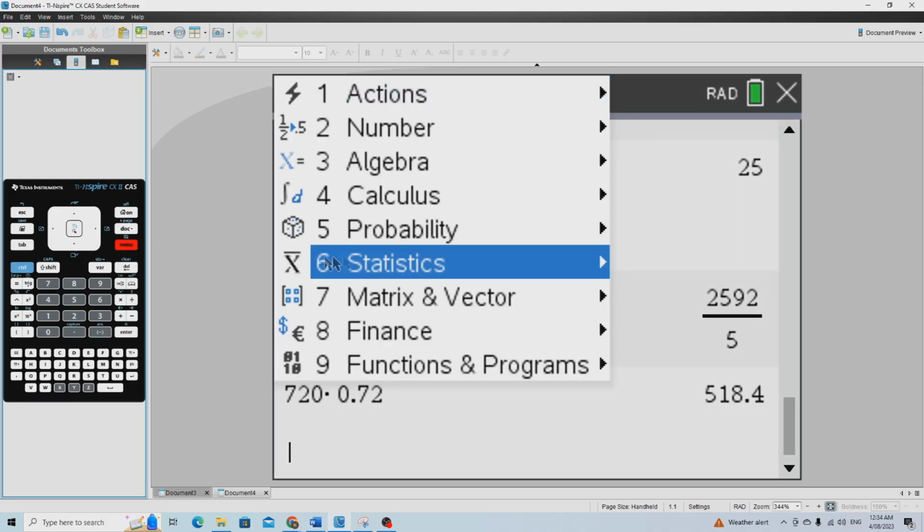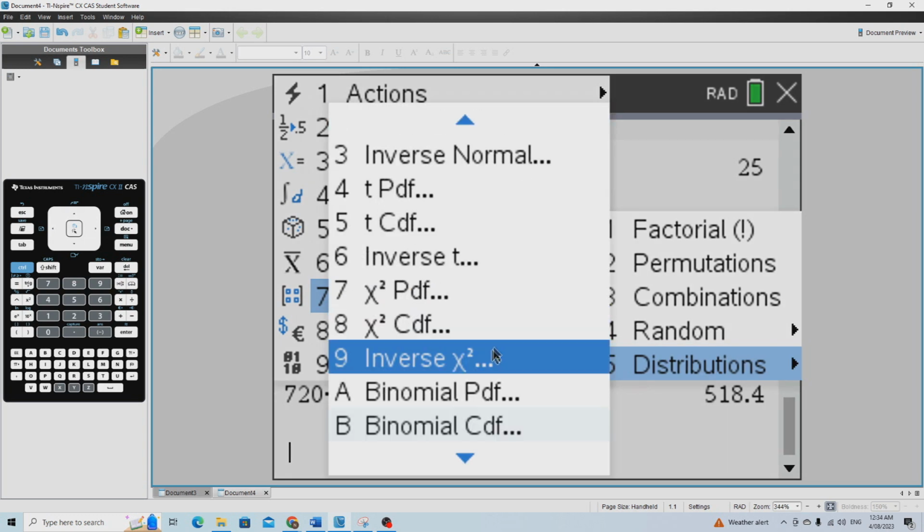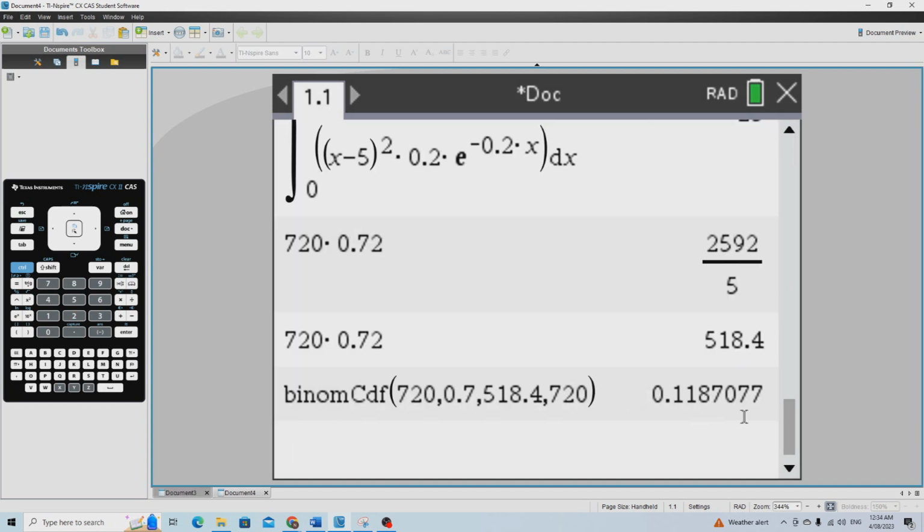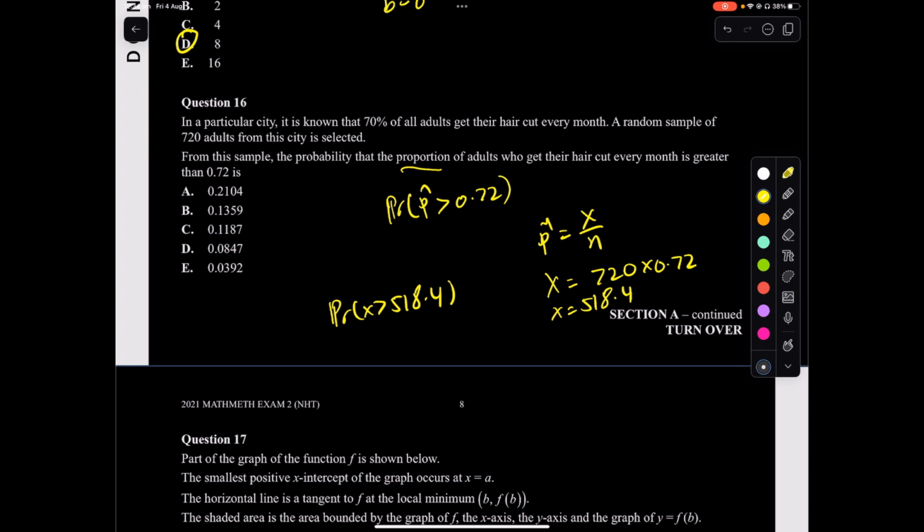So go on menu, go on probability distributions, go on binomial CDF. Number of trials is 720. Probability of success is 0.7. Lower bound is 518.4. Your upper bound is 720. Enter. We get 0.1187. C looks right.